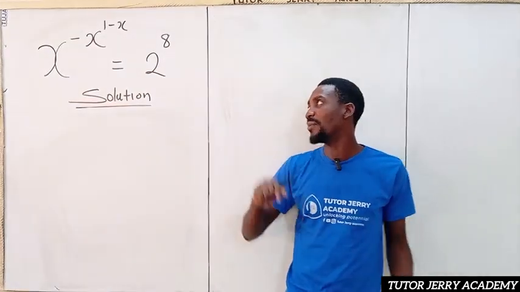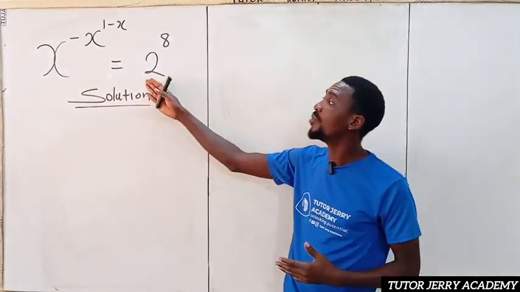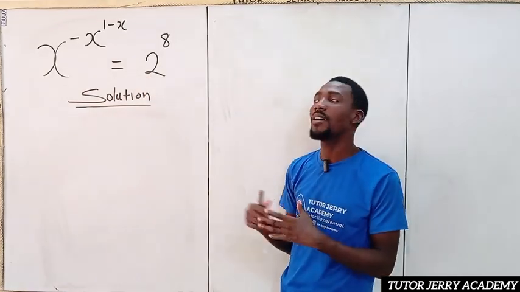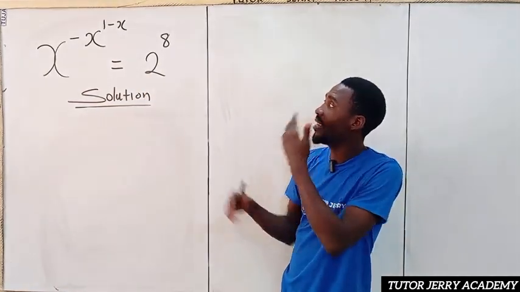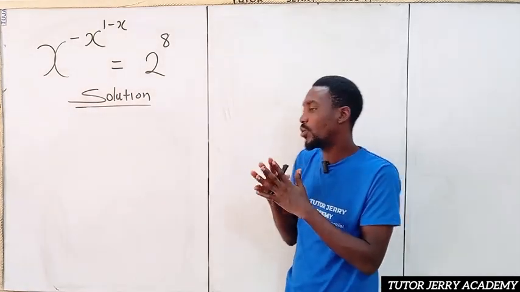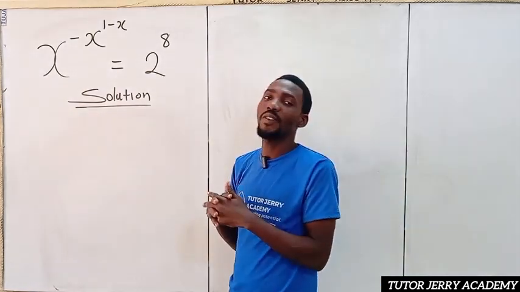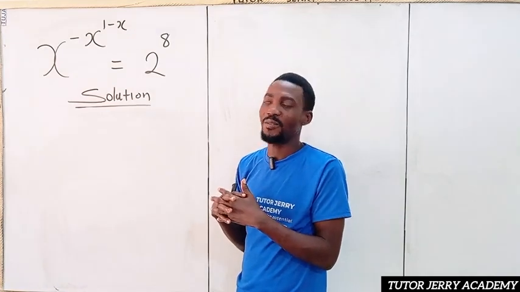Hello and welcome. Let's solve the question above. The question says x to the power of x minus x to the power of 1 minus x equals 2 to the power of 8. We want to find the value of x.